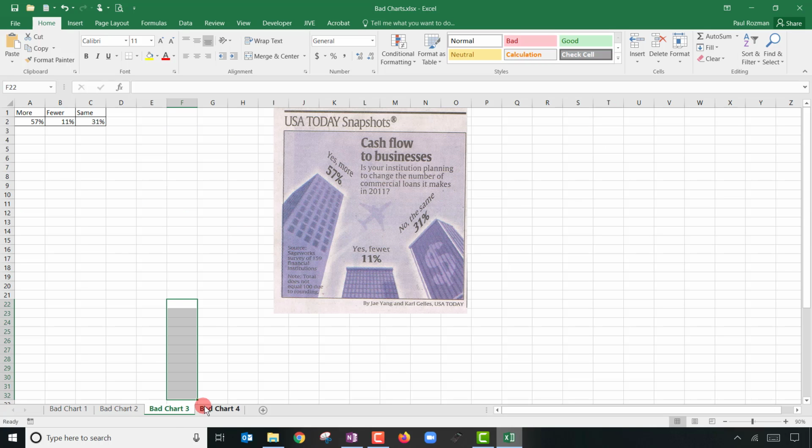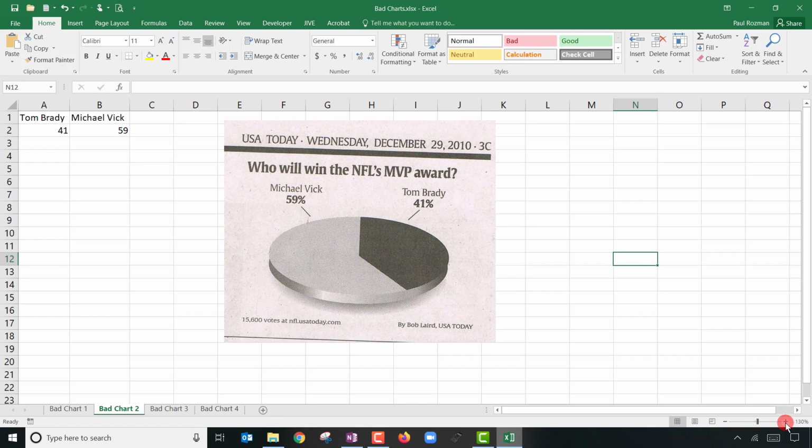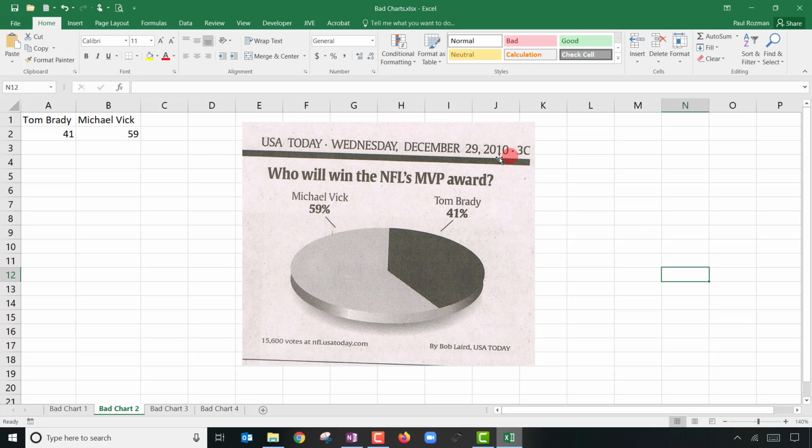Maybe we'll do one more. Oh, that one's kind of boring. Here's one. It's kind of fun because it's so old. You know, 2010 newspaper. Who's going to win? This is in the sports section. There's no article or anything. All it had was this chart. Who's going to win the MVP in the NFL? Tom Brady or Michael Vick? It's amazing that Tom Brady is still around.